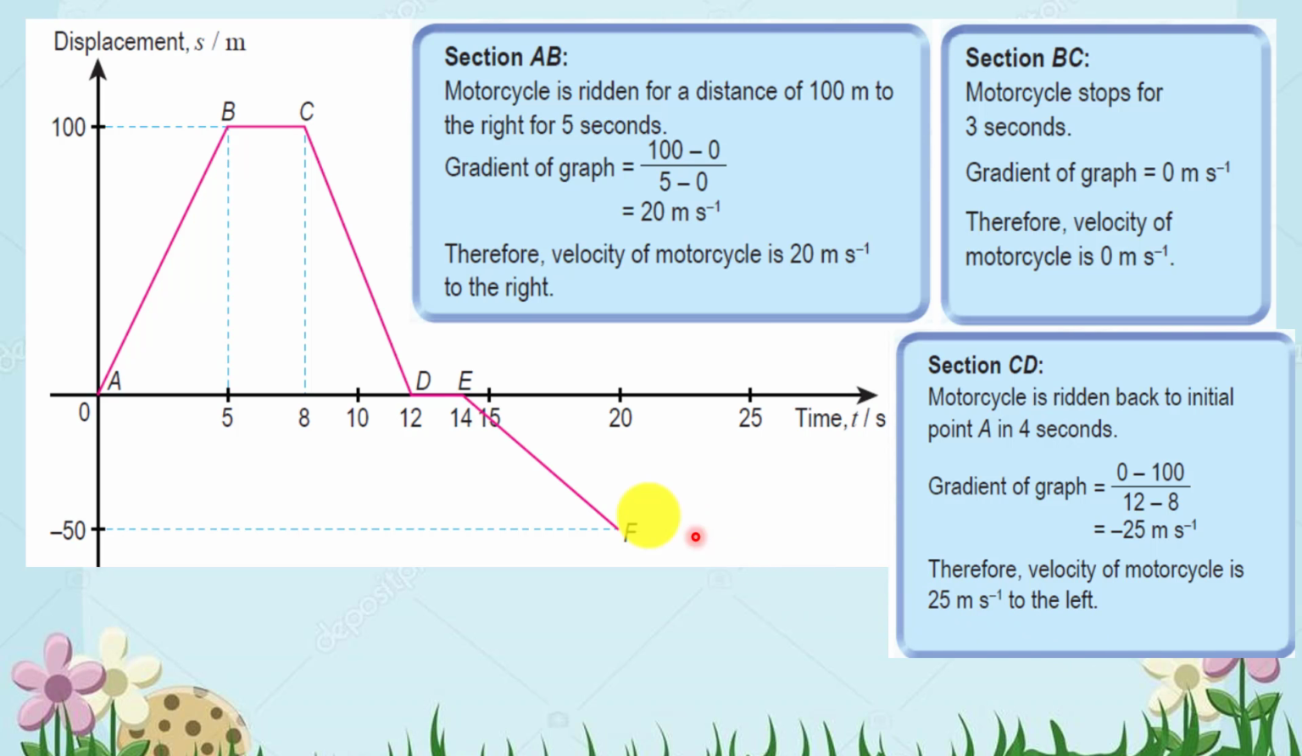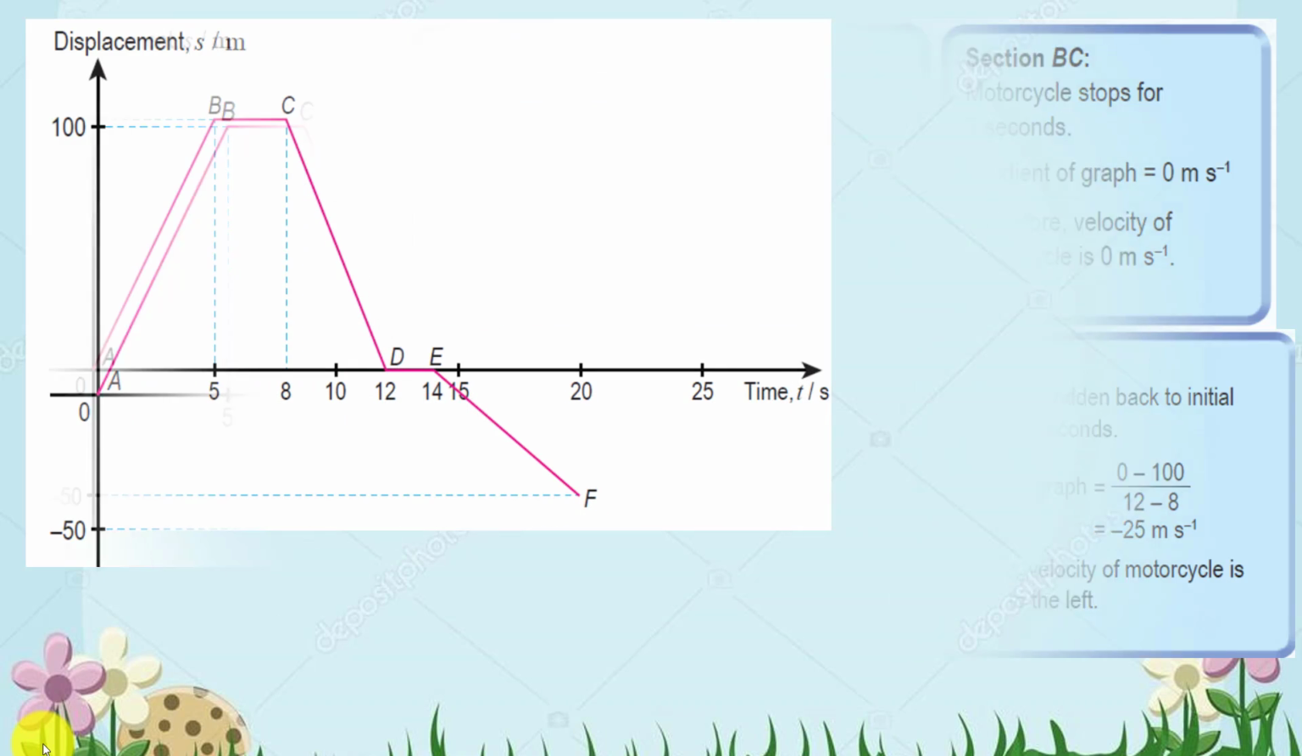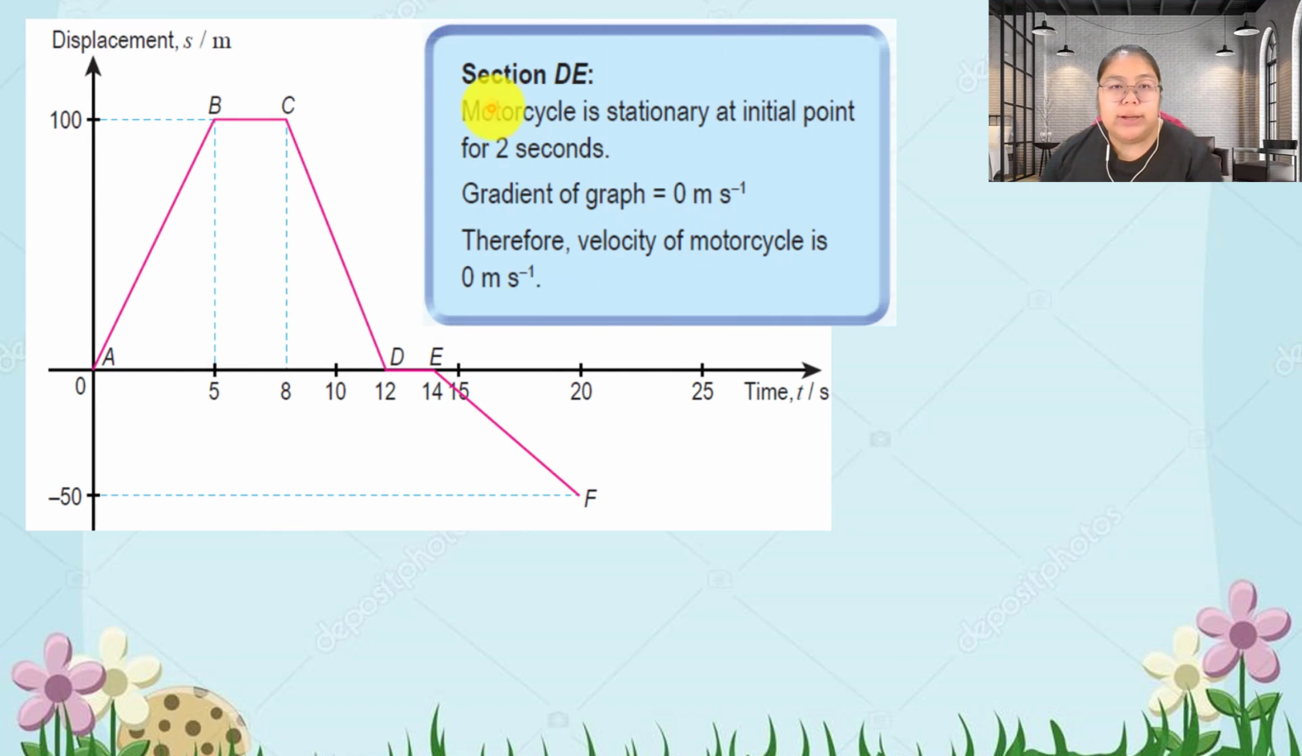Then the last part, I need to explain DE and also EF. Let's see that. D to E, the motorcycle is stationary again, but now it is stationary at the initial point, the starting point, for 2 seconds. Rest means no velocity. So from here the velocity of the motorcycle is 0. How about E to F?